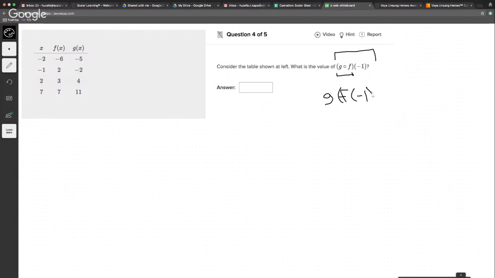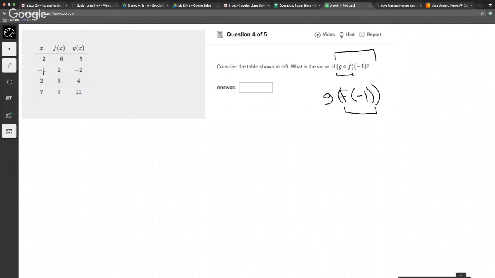Okay. I'm just going to straight up rewrite it. This is g of f, and then the -1 means we're plugging in -1 for f. So first, we're going to evaluate the most inside part. We're trying to find f of -1. What is f of -1? We're basically saying, what is the value of f when your x value is -1?